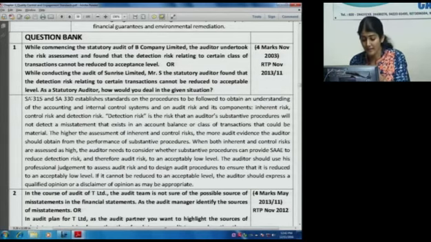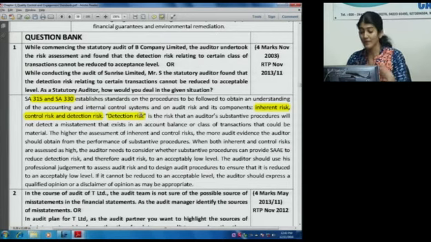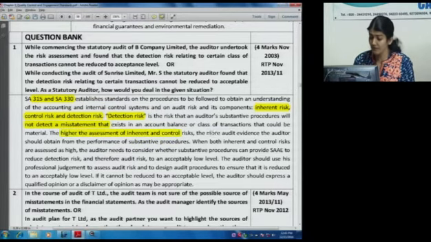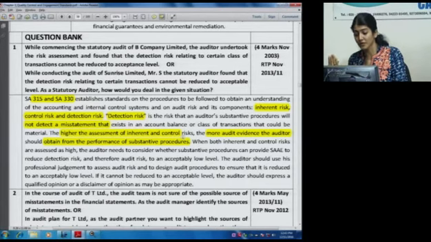So SA 315 and 330 establish standards on the procedures to be followed to obtain an understanding of the accounting and internal control system and audit risk: inherent risk, control risk and detection risk. So they talk about the three components of audit risk. Detection risk is the risk that the auditor's substantive procedures will not detect a misstatement that exists, which would be material. The higher the inherent and control risk, the more evidence the auditor would like to obtain from substantive procedures. If RMM is high, detection risk is to be kept low, and to keep it low, you will have to obtain more sufficient appropriate audit evidence.